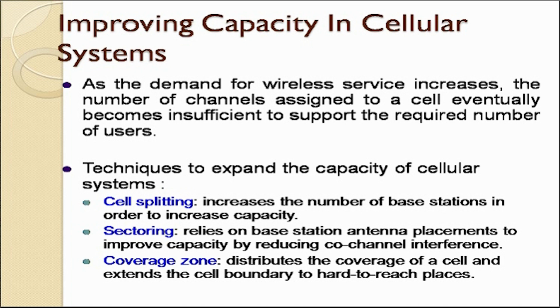So first of all, what is cell splitting? It increases the number of base stations in order to increase the capacity. The next one, sectoring, relies on base station antenna placement to improve capacity by reducing co-channel interference. Here we are using directional antennas, and only then can you reduce co-channel interference. The third one, coverage zone, distributes the coverage of a cell and extends the cell boundary to hard to reach places.